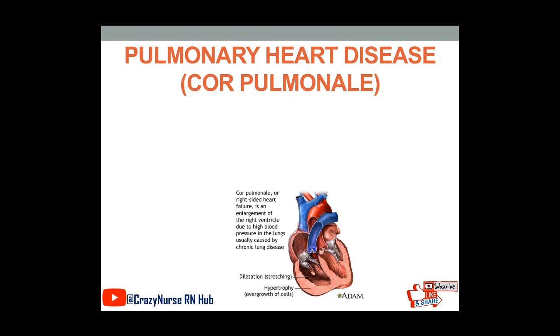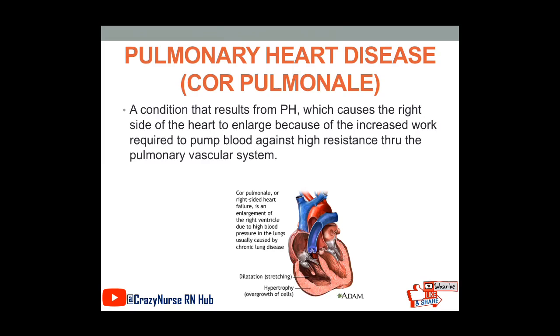My name is Crisel Merducanes, nurse educator, teaching medical and surgical nursing. As continuation on our topics on management of patients with chest and lower respiratory tract disorders, we have pulmonary heart disease or the cor pulmonale. It is a condition that results from pulmonary hypertension, which causes the right side of the heart to enlarge because of the increased work required to pump blood against high resistance through the pulmonary vascular system. And this causes right-sided heart failure.